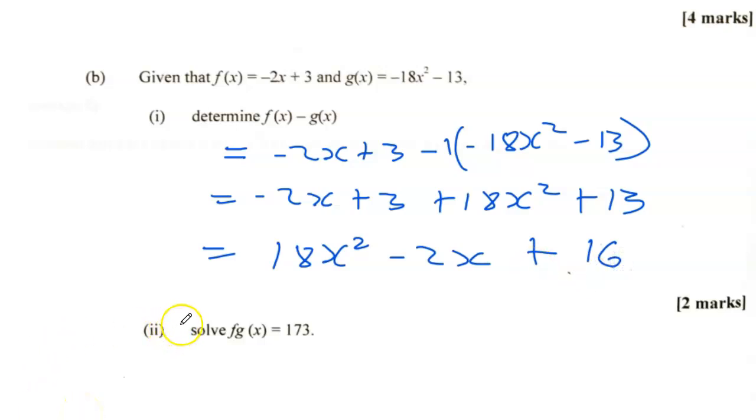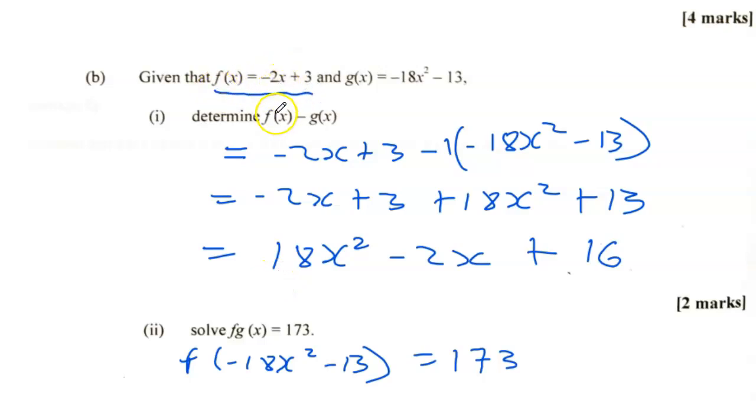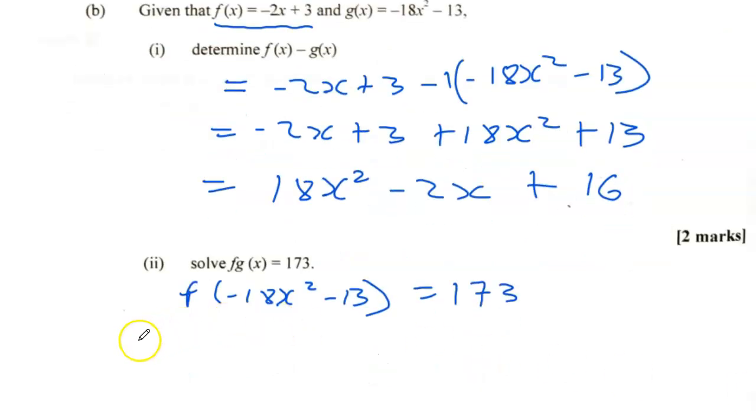Now the second part, we are asked to solve the composite function fg of x is equal to 173. So let's find fg and equate it to 173. Now fg is f of g. G is minus 18x squared minus 13 equal 173. So we're going to put g in f. So in f, the function here, we're going to replace x with whatever is in the bracket.